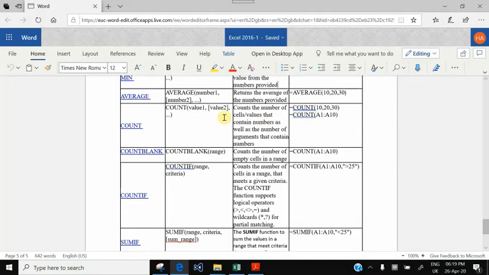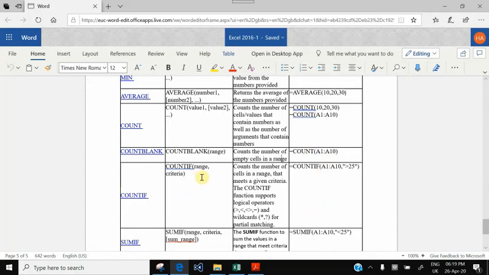Count counts the number of cells that contain numbers, as well as the number of arguments that contain numbers, like I have count 20, 30, which gives 3 as output, and A1 to A10, I expect 10. Count blank counts the number of empty cells in the range. I count blank A1 up to A10.